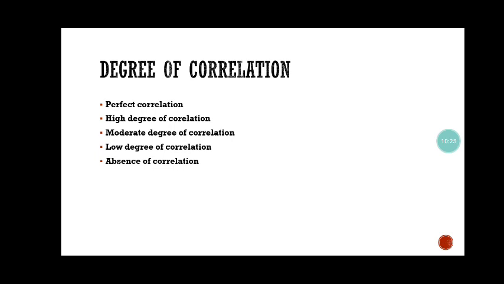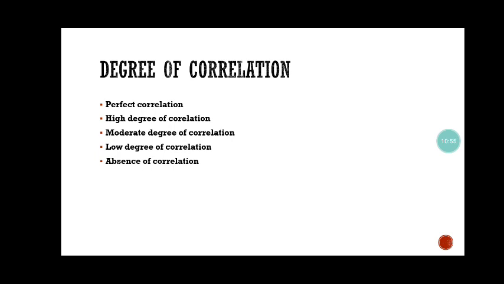Okay, so whenever we are talking about the low degree of correlation, here you can observe that the coefficient of correlation would lie between 0 to 0.25, and in case there is negative low degree of correlation, again the coefficient of correlation would lie between -0 to -0.25. So this would be the case of low degree of correlation.